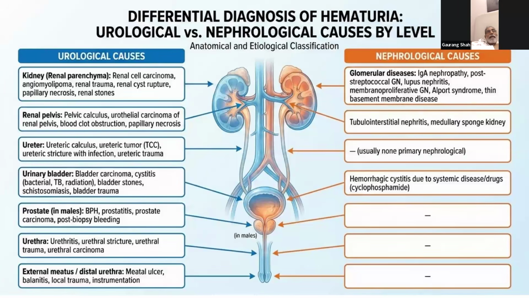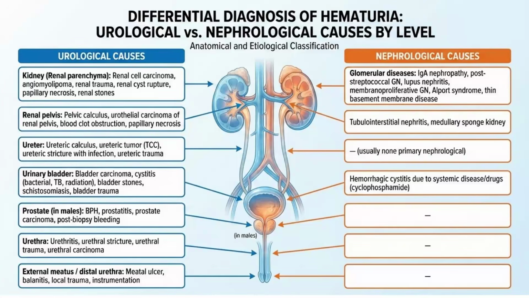Yeah, Harshi, go ahead. So here is a chart for differential diagnosis of hematuria. It could be urological causes or nephrological causes. For urological causes in the kidney, commonly we come across renal cell carcinoma, tumors, trauma, cyst, necrosis, stones. In renal pelvis could be calculus, UTUC, blood clots, papillary necrosis. Ureter would be ureteric calculi, tumors, ureteric trauma or infections, urinary bladder carcinoma, cystitis, bladder stones, schistosomiasis or trauma.